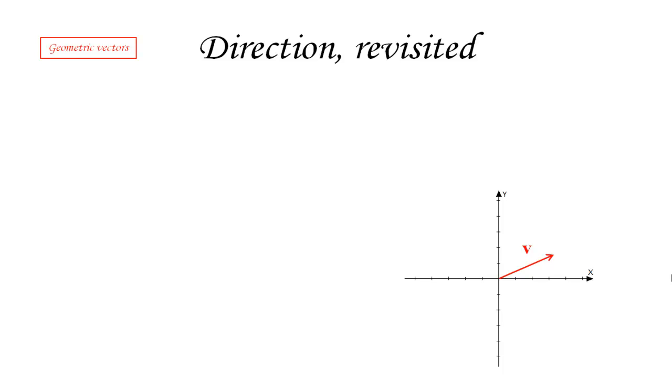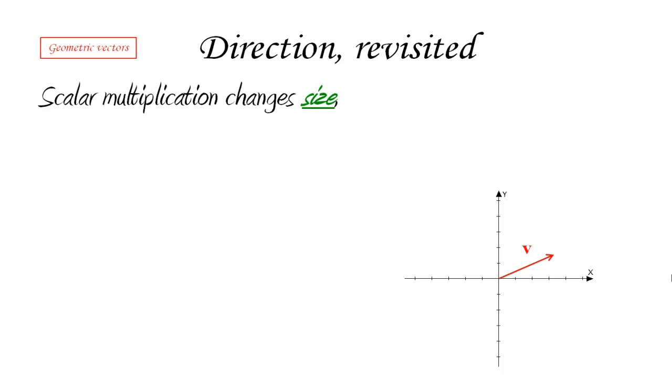So we had a first stab earlier at trying to identify something that we could describe as the direction of a vector, and we realized that that was not the right way to do it because it was becoming very complicated very quickly. So we're going to do it in a different way, and in order to do that we're going to notice the following. If we use scalar multiplication and we apply it to a vector, we're changing its size, not its direction.